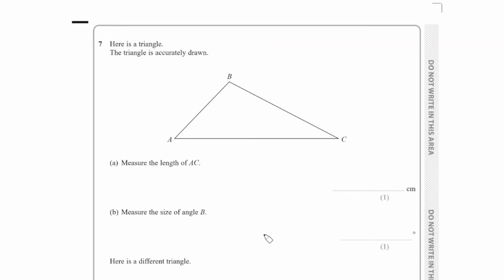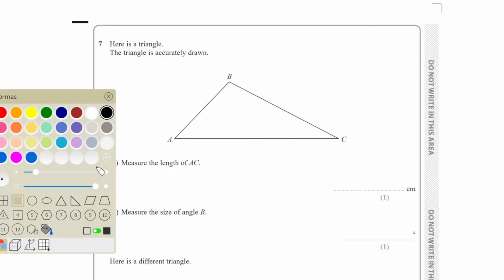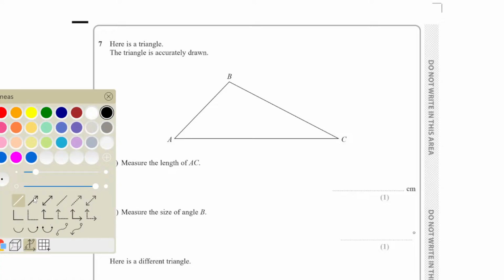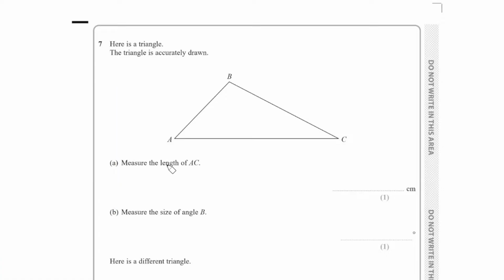Question 7, here is a triangle. The triangle is accurately drawn. We need to measure the length of AC. So obviously you would get your ruler. I think I can measure it, but it might not be accurate to the actual page size because mine's digital. I think I have to do mine with a straight line. So I'd mark my ruler along this line, and mine gives me some kind of centimeters. Mine says 8.3.